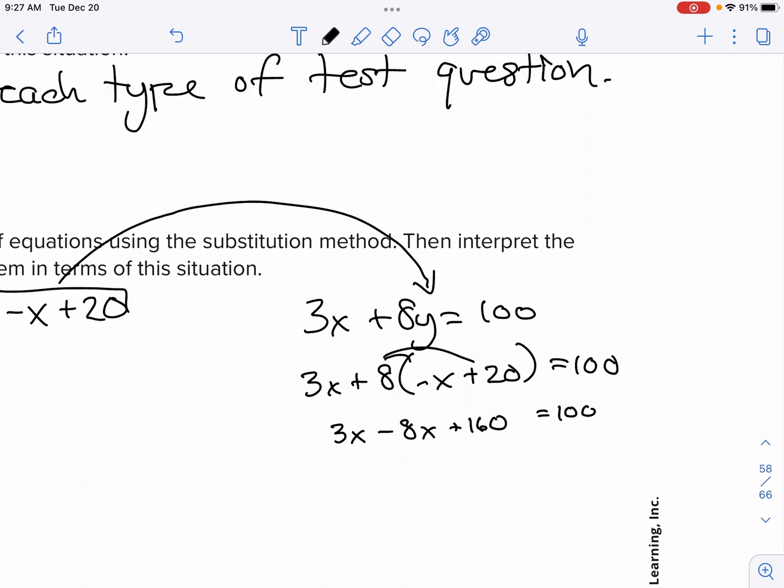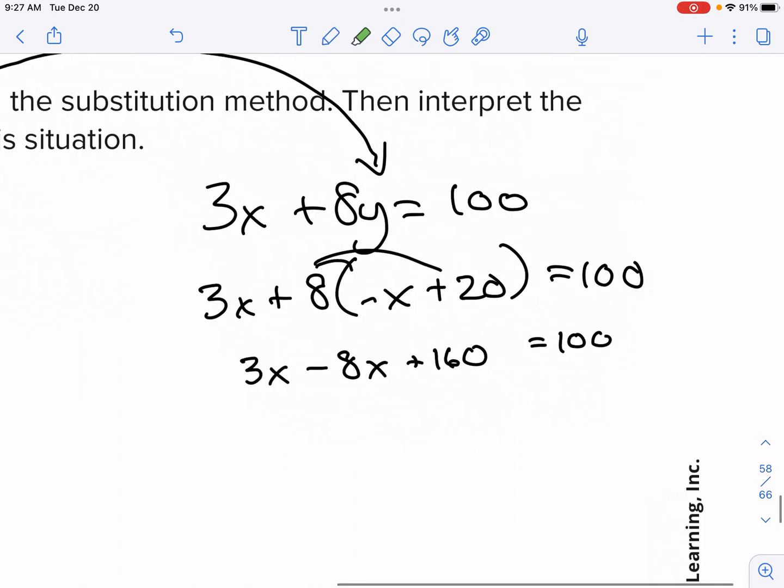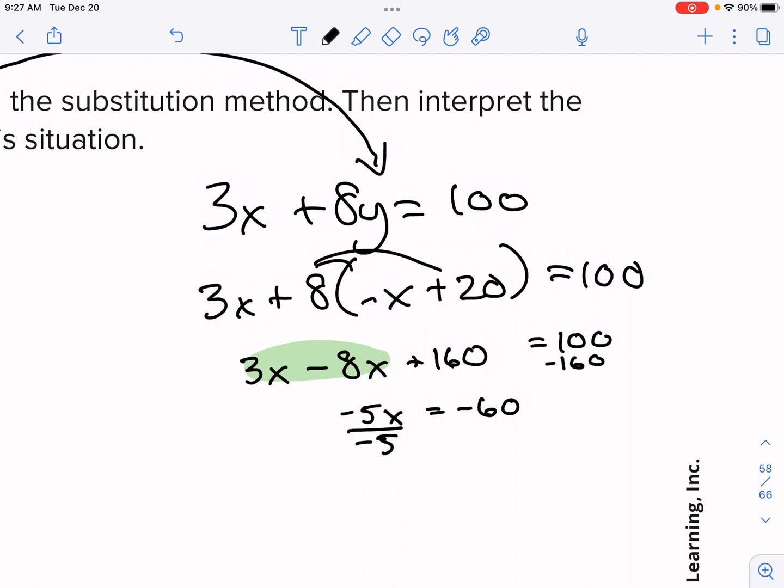All right, so it's exactly the same problem, it's just that we have different numbers here. We're going to combine like terms: 3 minus 8 is negative 5x. And at this step, I'm also going to subtract 160 from both sides. If I subtract 160 here, we'll have this equal to 100 minus 160, which is negative 60. And then we'll divide both sides by negative 5. Negative divided by negative is a positive, and 5 can go into 60 12 times.